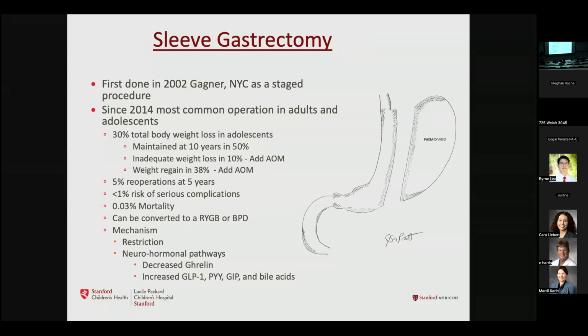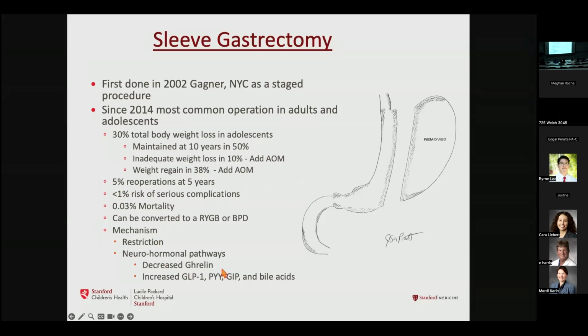It also results in a 30% total body weight loss in adolescents. You will see that that is different from adults later in this talk. You do see inadequate weight loss in the same numbers as we do with the bypass. And it only has about a 5% reoperation rate, and usually it's for severe bile reflux, and it is converted to a bypass.